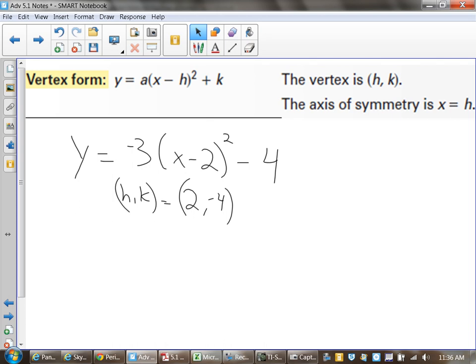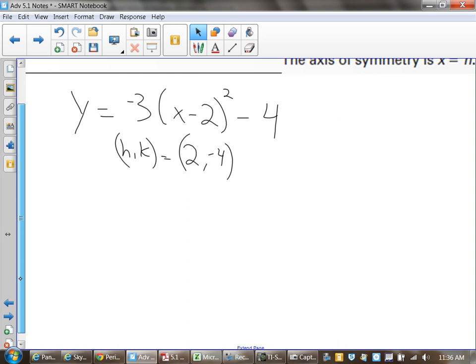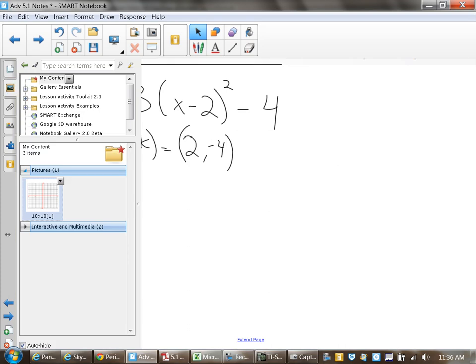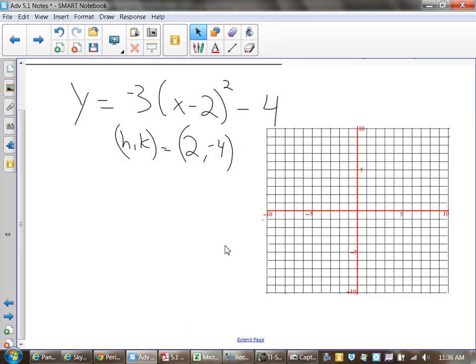So you always switch the h. That never changes. Okay? So now I know that my h and k is at 2, -4. So when I go to start looking at a simple graph of this, I go to 2 and -4.